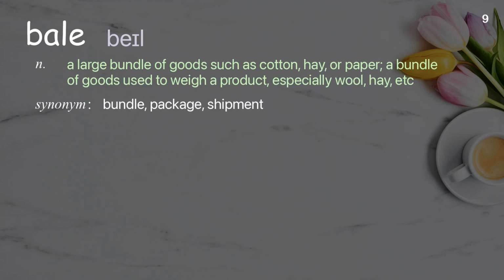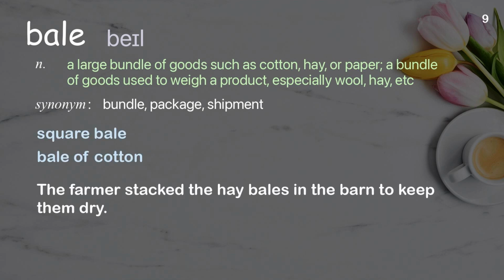Bale. A large bundle of goods such as cotton, hay, or paper. A bundle of goods used to weigh a product, especially wool, hay, etc. Examples: Square bale. Bale of cotton. The farmer stacked the hay bales in the barn to keep them dry.